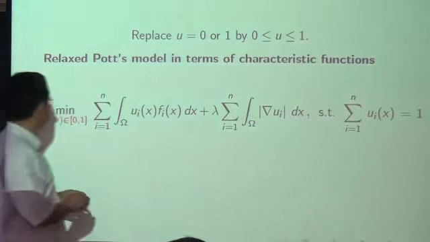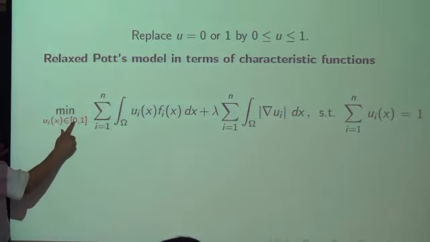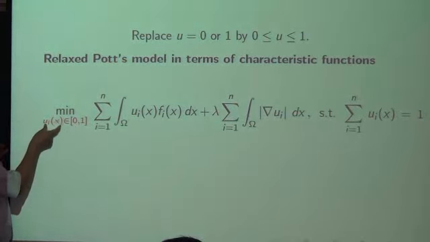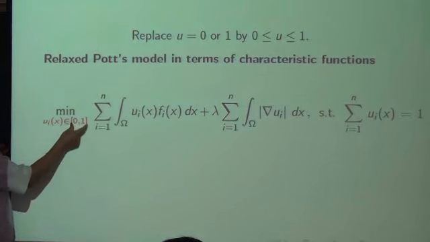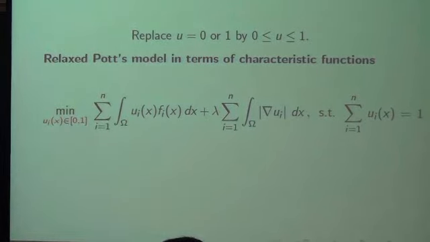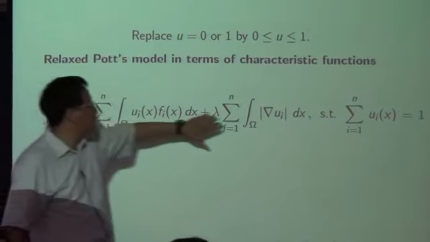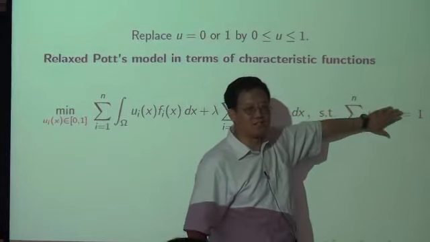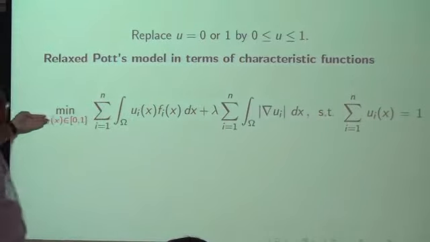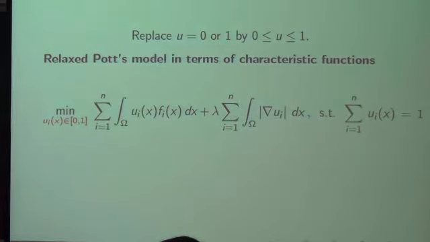So originally ui can only take 0 or 1, but now I instead ask ui to be in this interval. Then this whole minimization problem will be a convex minimization problem. Linear is convex, this is convex, and this will be a convex problem. The Potts model is definitely non-convex when you minimize over the omega i's, but if you do this, it becomes a convex problem.